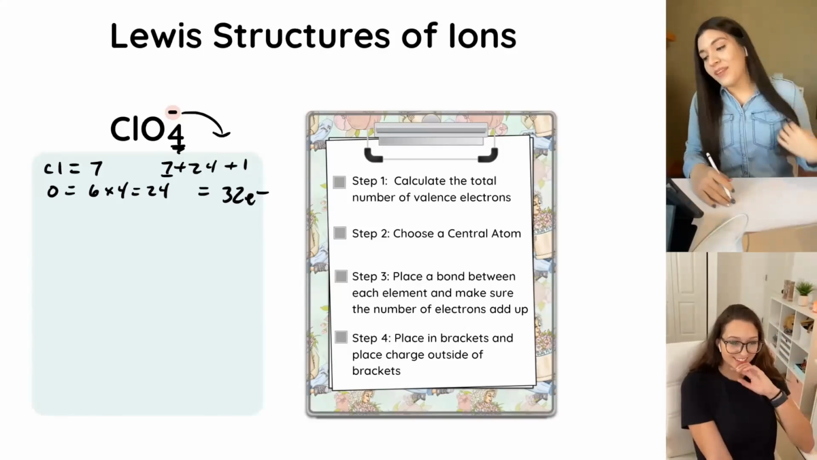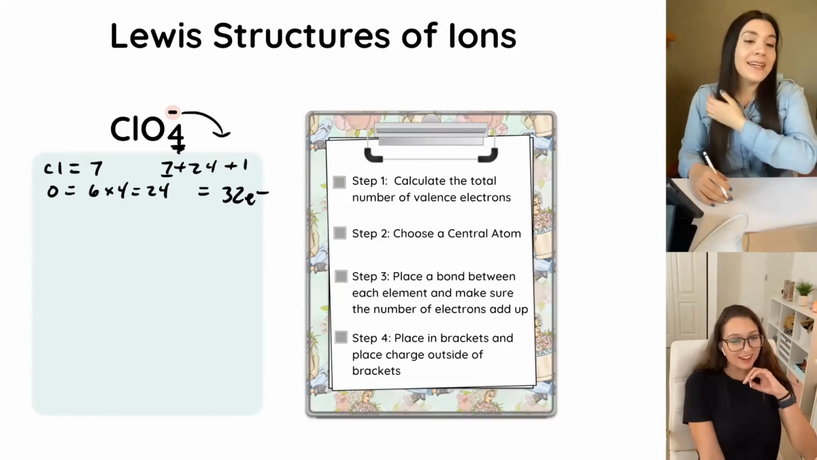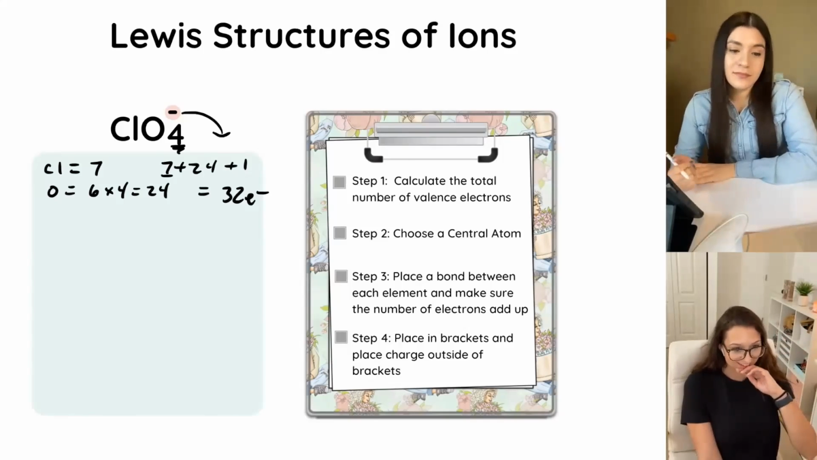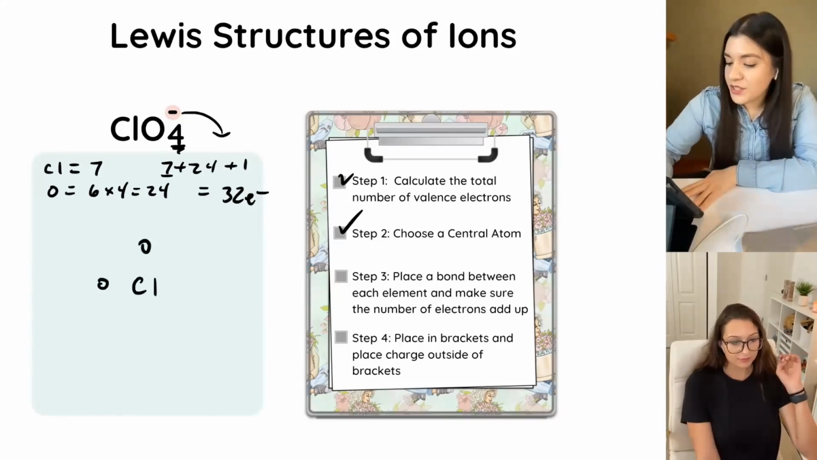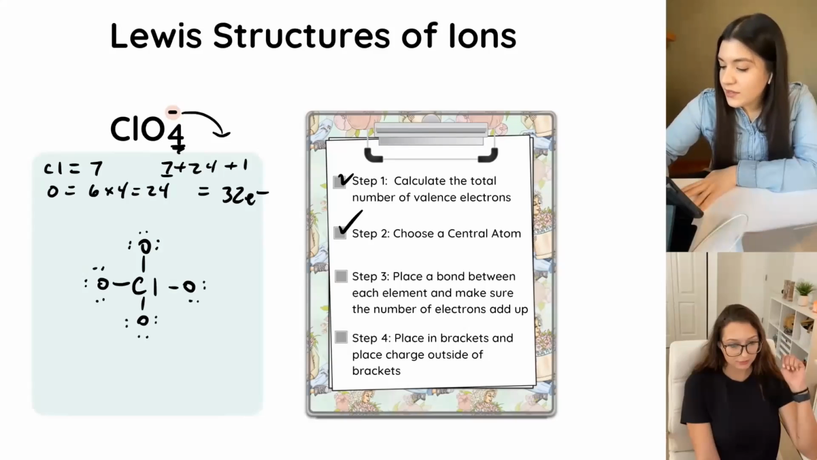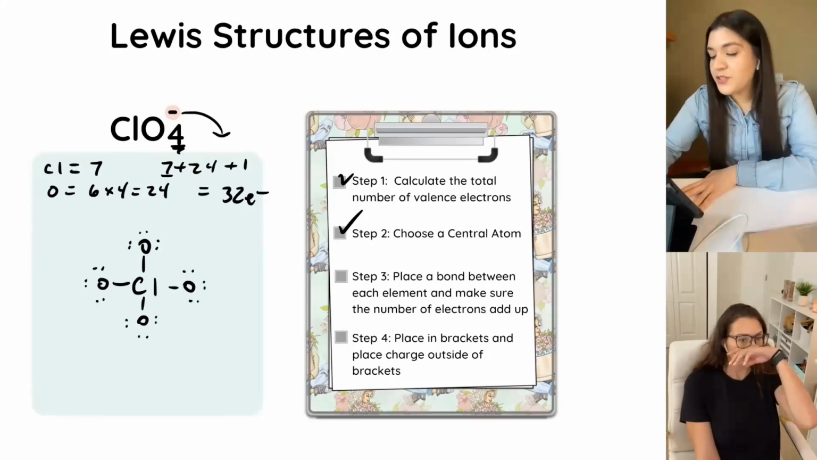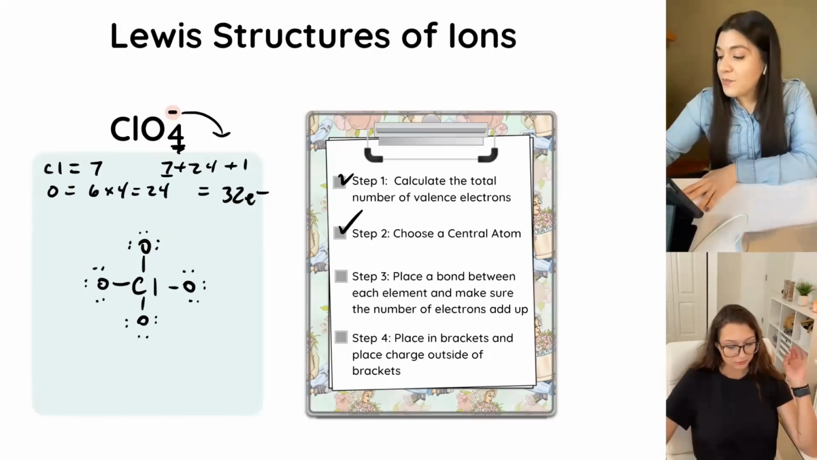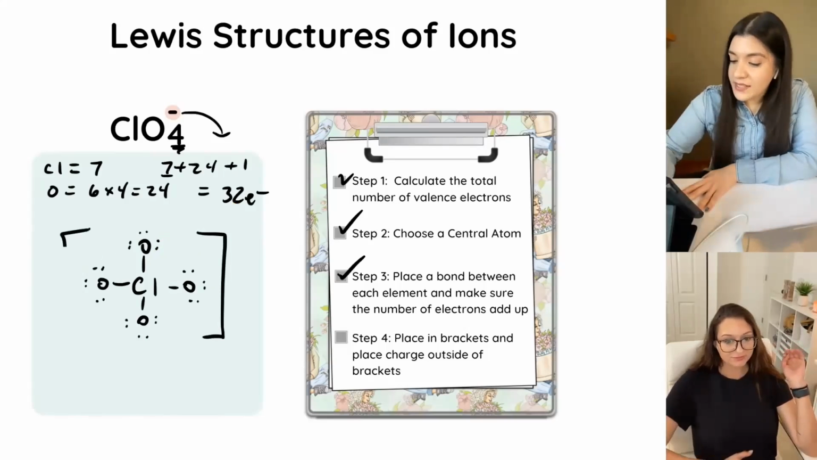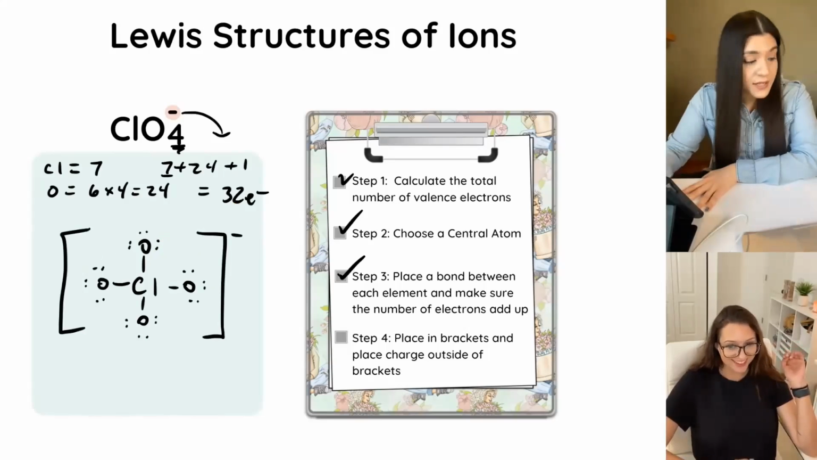That's not a problem. So what's our central atom in this case? Chlorine. Yes. Perfect. And then we're just going to place oxygen surrounding it and placing our bonds. Now the oxygen is going to have 3 lone pairs all throughout. And then we'll double check the amount of electrons. So in this case, I have, again, this is 8. 8 times 4 does give us 32. That checks out. The last step is to just place this in brackets and then our charge on the outside.